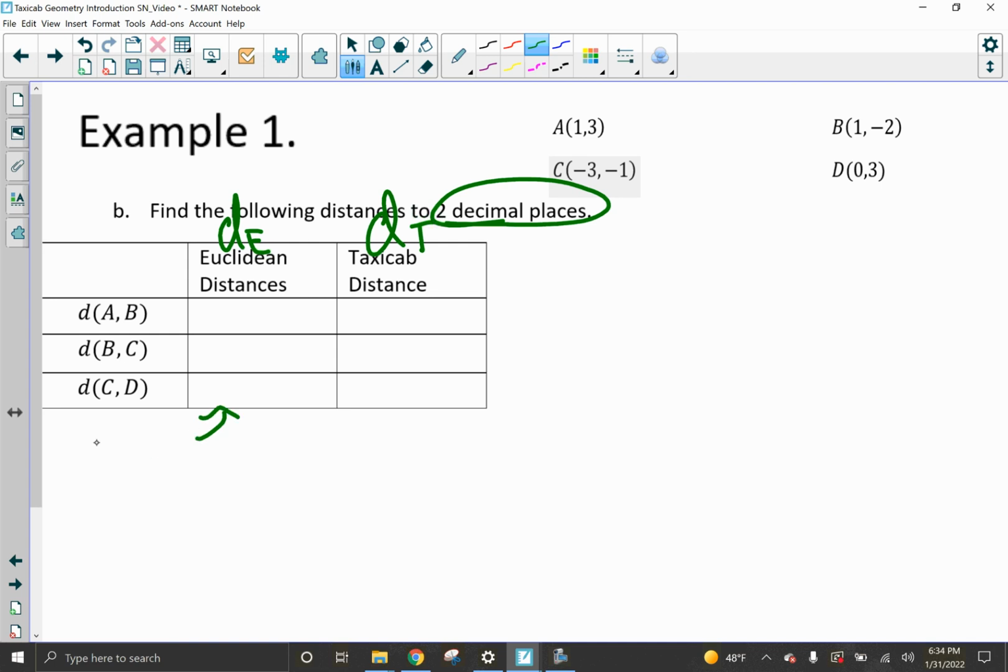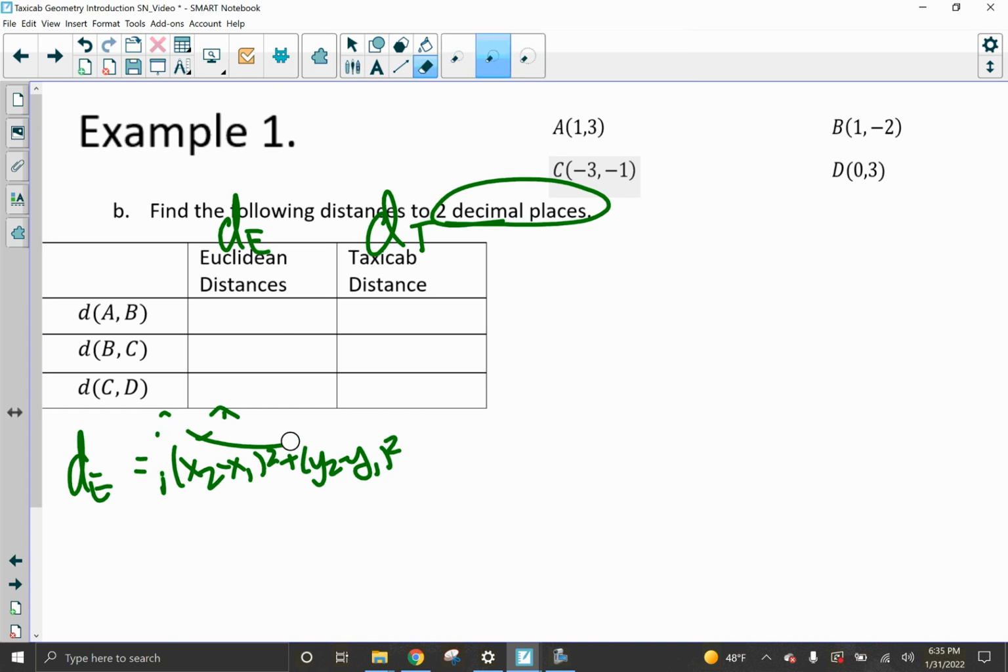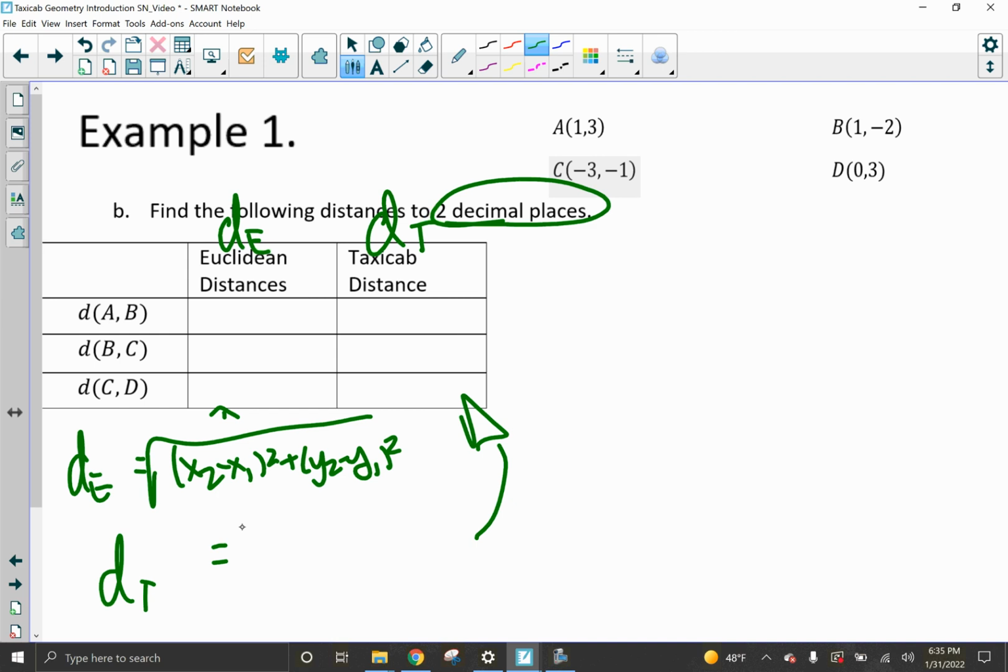2 different formulas here. For d sub e, the 2 points would be the square root of x2 minus x1 squared plus y2 minus y1 squared. That's a really bad square root sign. The taxicab distance, which is d sub t, is just going to be the absolute value. You're still subtracting there, but instead of squaring and taking the square root at the end, it's just the absolute value. All right, so now let's practice with this.